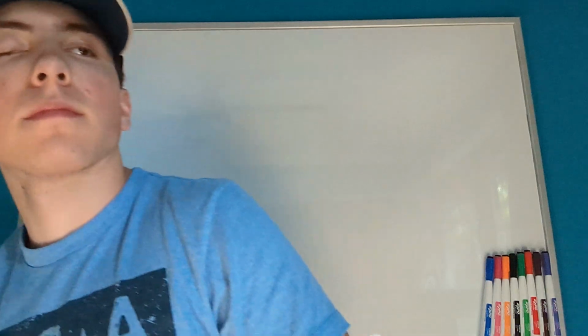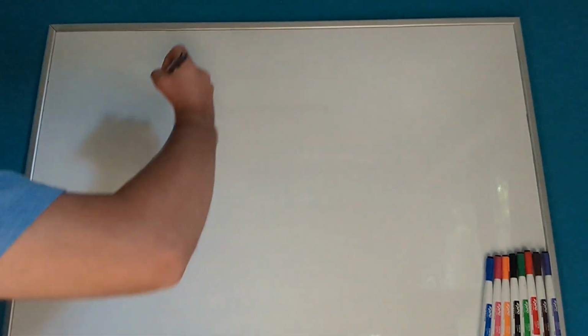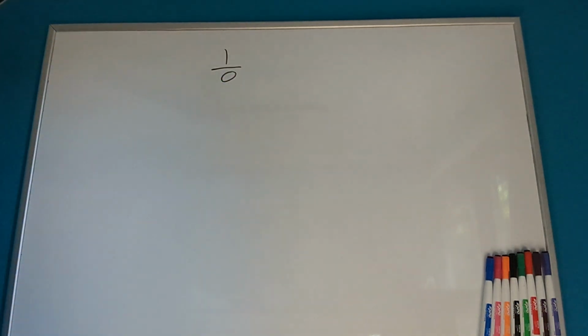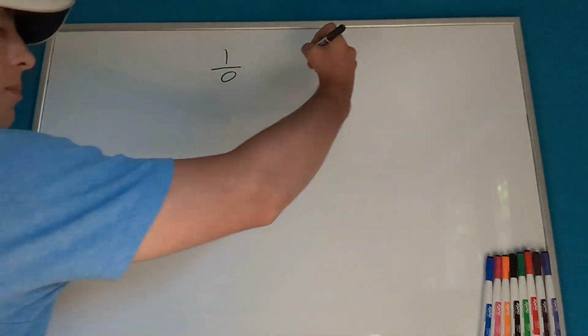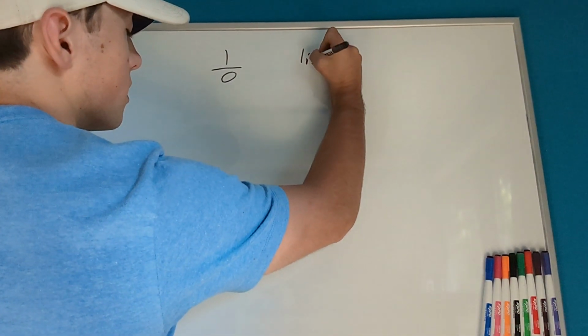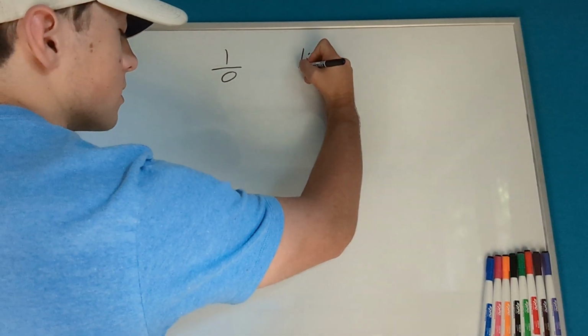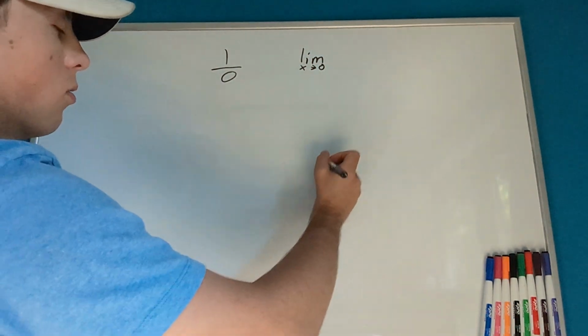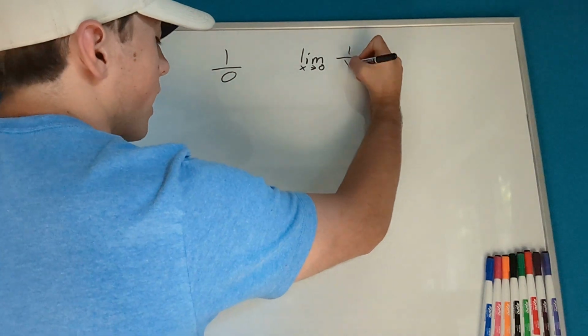Hey, I want to talk about why division by 0 is undefined. So let's start off by looking at 1 over 0. Now, we don't know what this is, but let's say we try to get an idea of what it is by taking the limit as x approaches 0 for 1 over x.